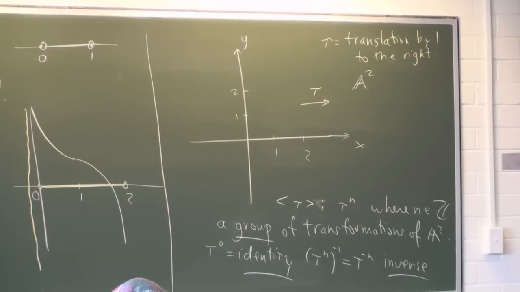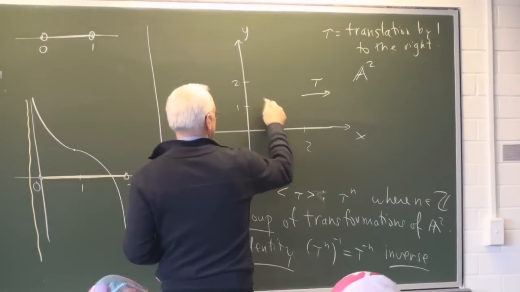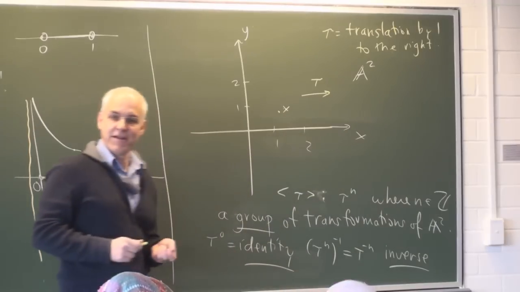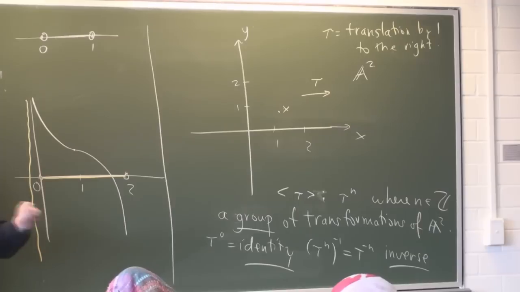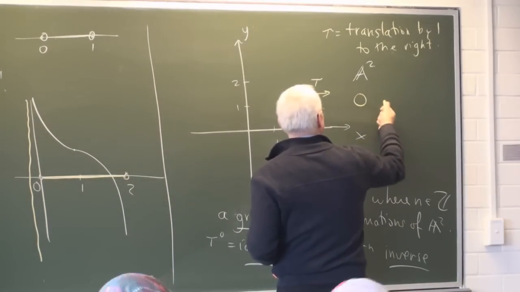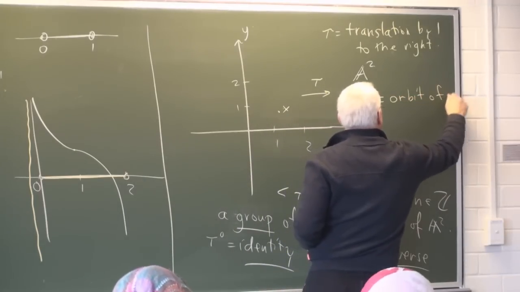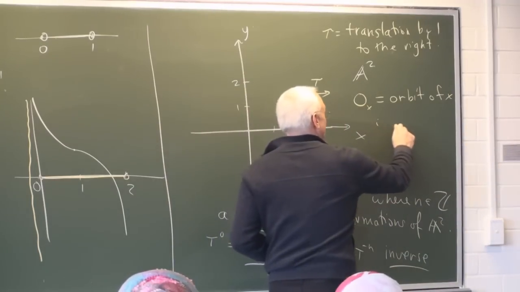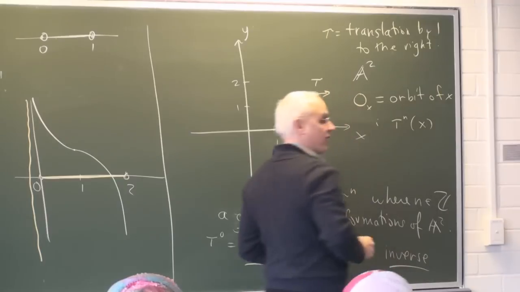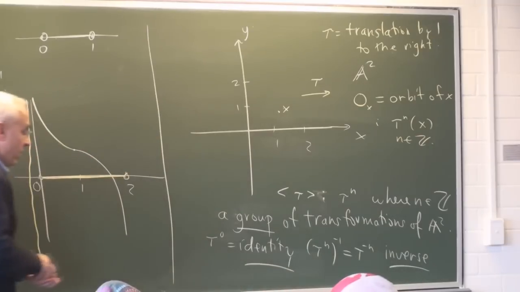All right, so now that we have this group acting on the plane, one thing that we can do is think about its orbits. If we're given any point, say x, right there, then the orbit of x is anything that you can get to from x by applying anything in the group. Maybe we might call it O sub x. It consists of things of the form tau to the n acting on x, where n is an arbitrary integer.